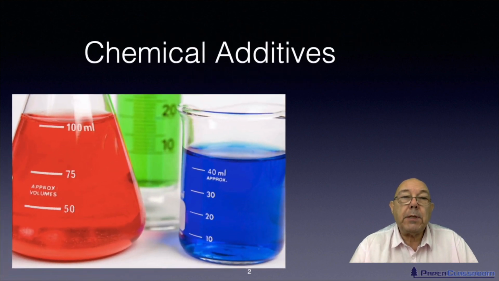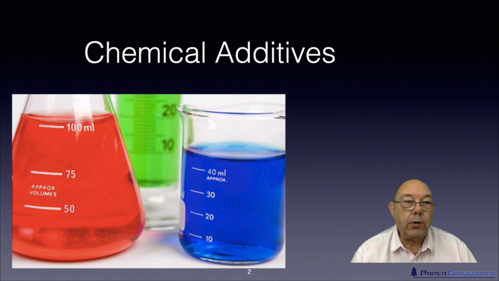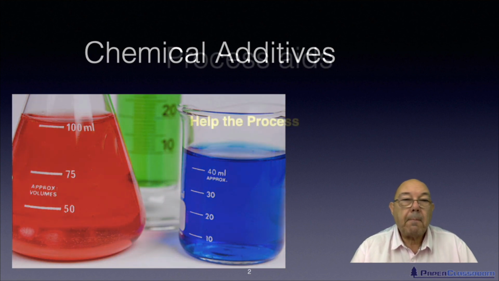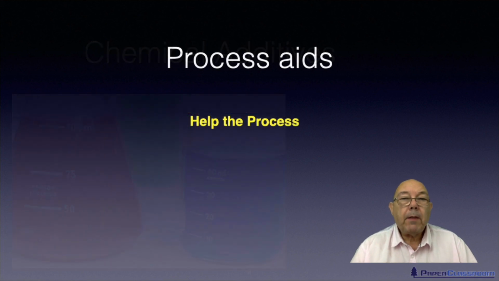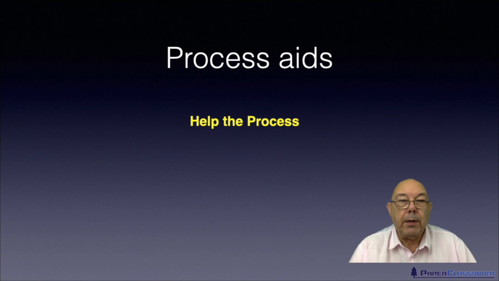The topic of this particular tutorial is chemical additives. I'll just briefly go over what the chemical additives are and the types of chemical additive, and then I'm going to do a video on each of them. There are two types of chemical aids that are used in the paper industry.